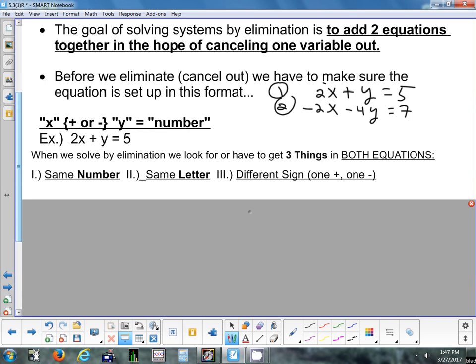So that's the thing you have to look for when you do elimination. If that doesn't happen, then we have to make it happen somehow. But that won't be till probably tomorrow and Wednesday.